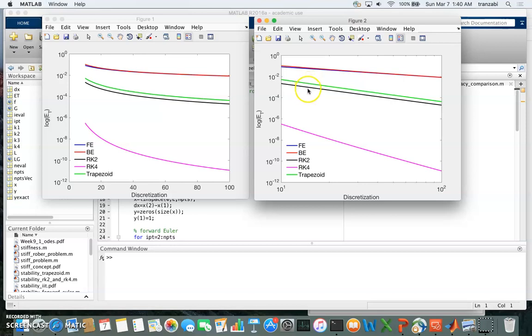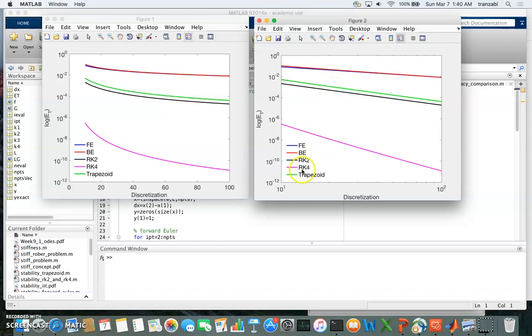Now, these two have a slope of 2 because they go down by almost 2 units along the y-axis, from this point to this point, and along the x-axis it's still 1 unit. So the slope is 2 by 1, which is just 2. In the log scale, the slope is 2, which means O(delta x squared). We knew this from before: the trapezoidal method and RK2 are both second order.